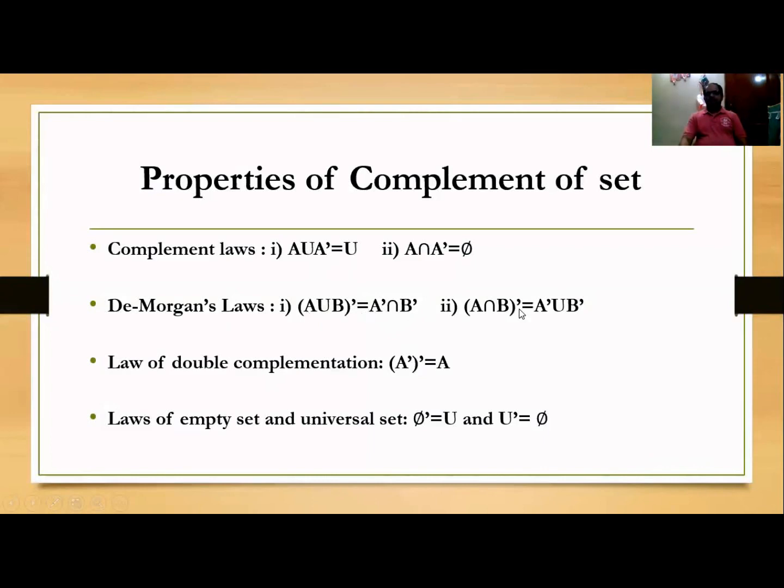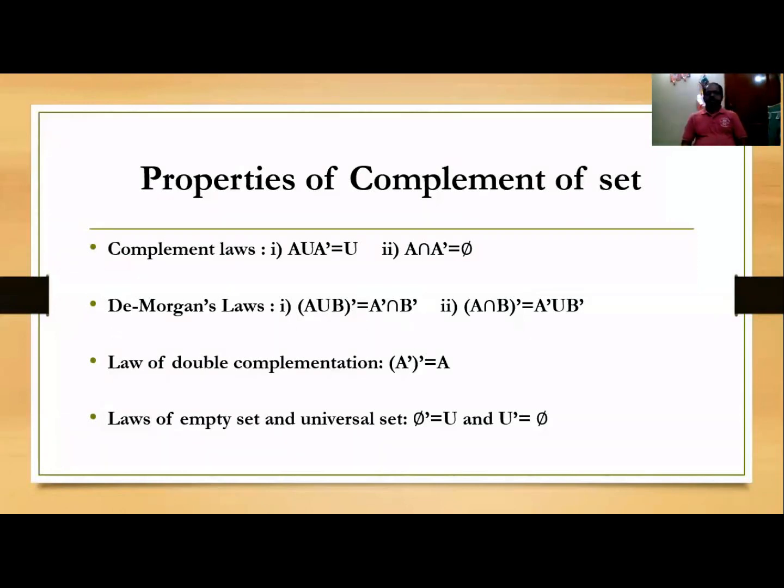Similarly, in the second one, the complement of A intersection B: exchange the intersection with union, and put the complementation on both the sets A and B. That gives us A dash union B dash. Then the law of double complementation: it is obvious that the complement of the complement of a set will be the set itself. And after that we have the laws of the empty set and the universal set.